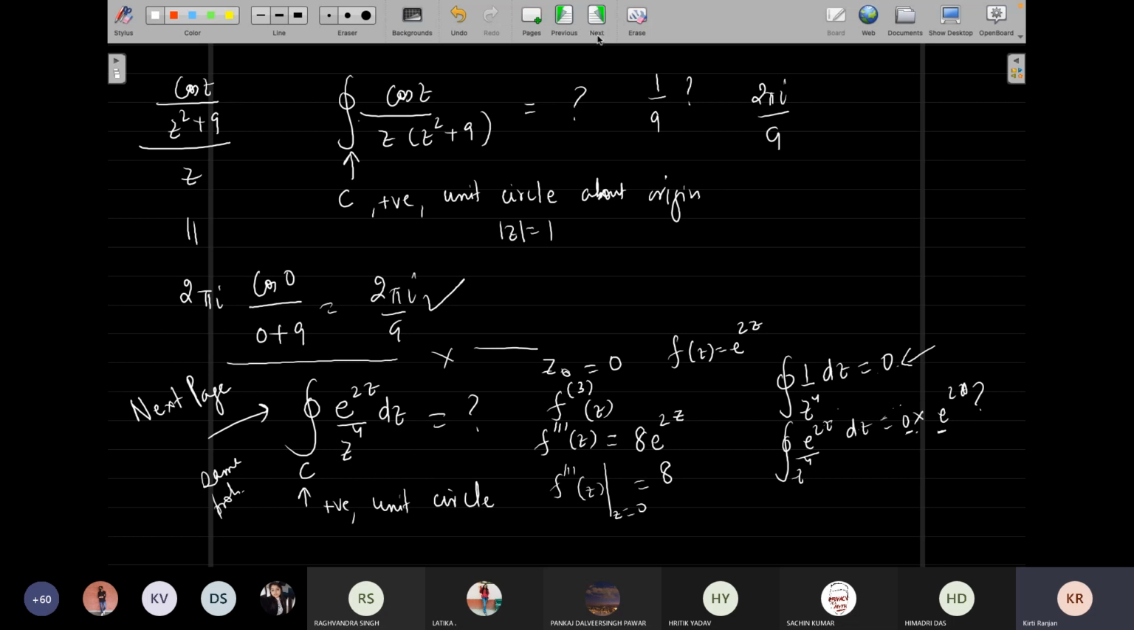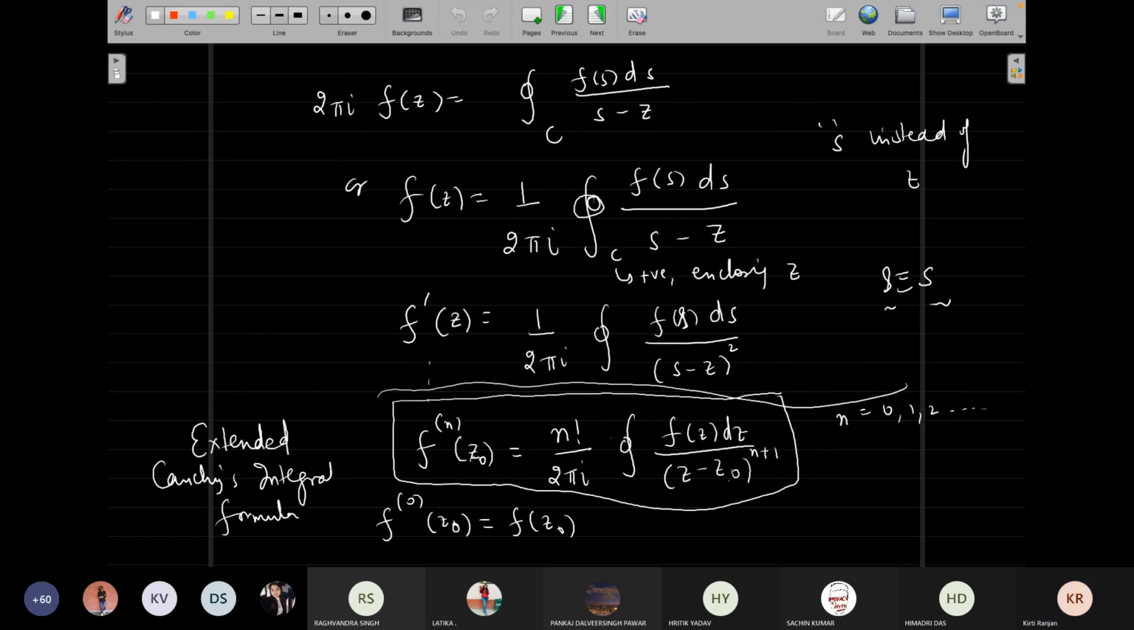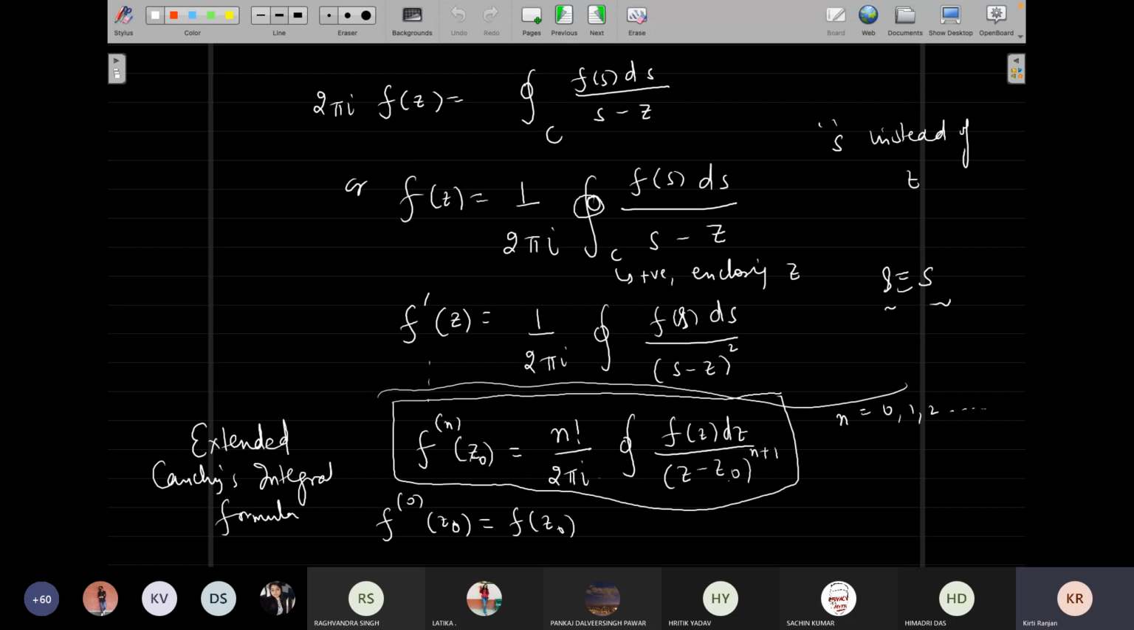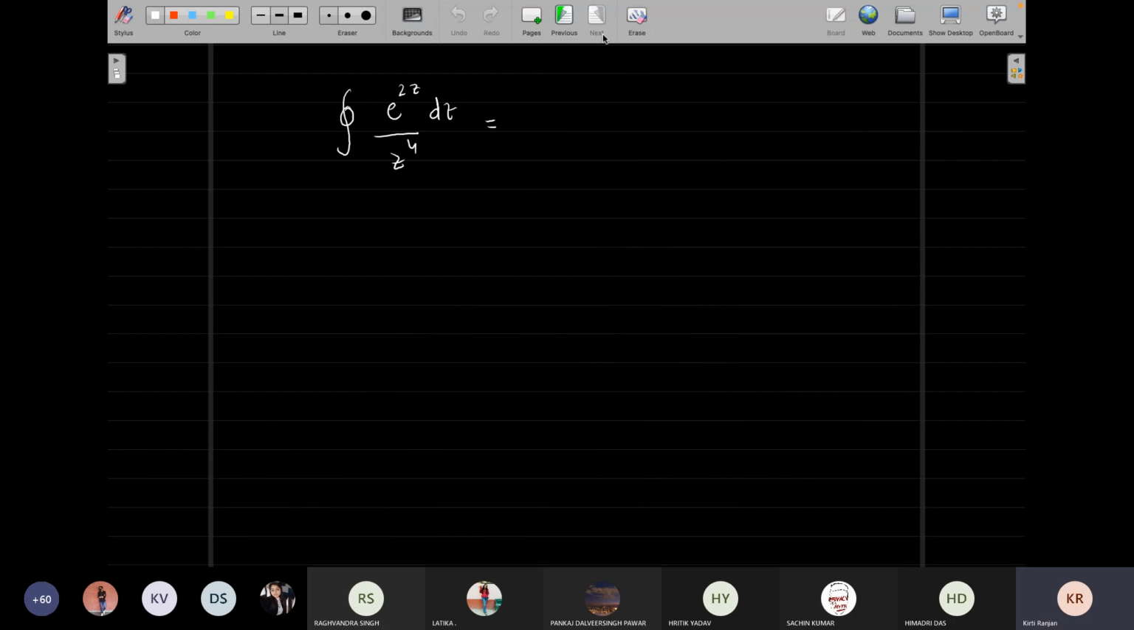Look at this. Now f(z) dz over (z minus z naught) to the power n plus 1. So you have written that, and what are you going to do? So let's just write it down. e^(2z) dz over z^4. So we are getting now, going to the formula, 2 pi i over n factorial. That means 3 factorial.